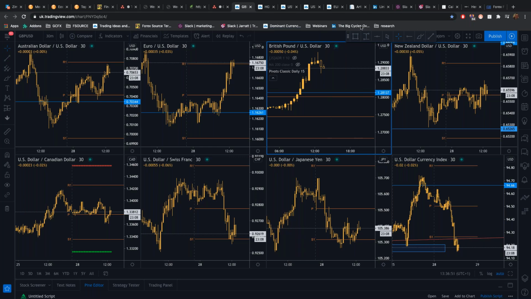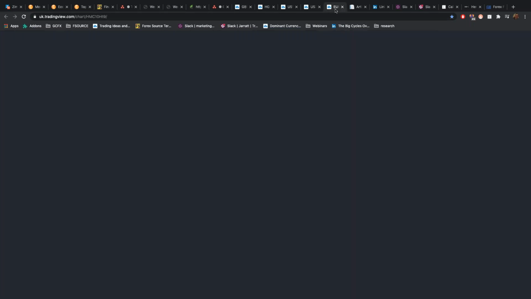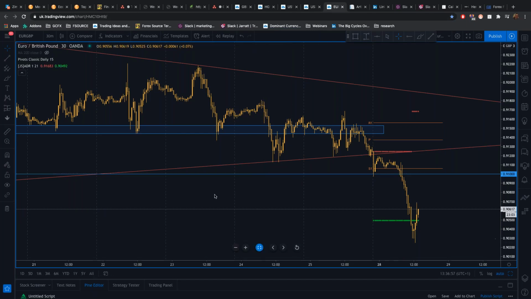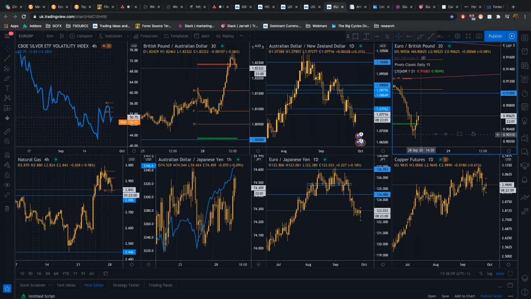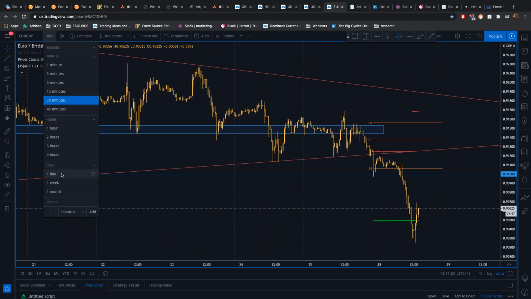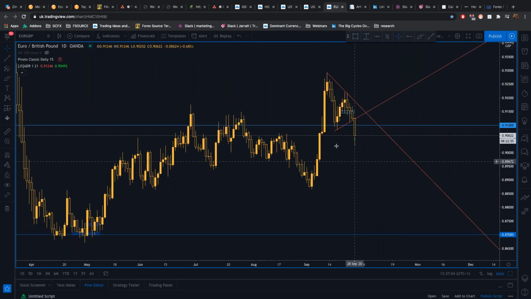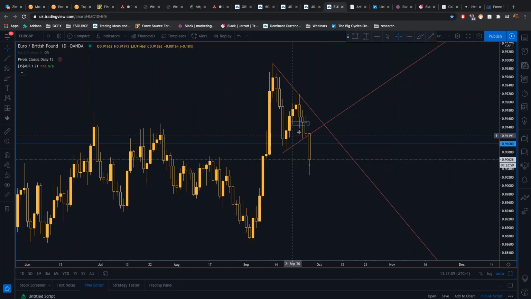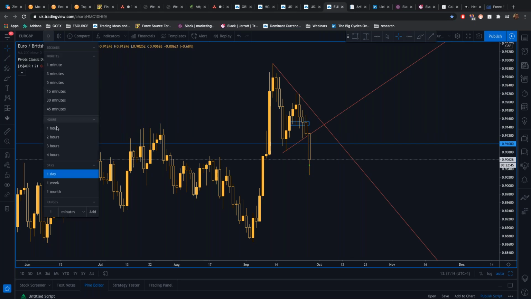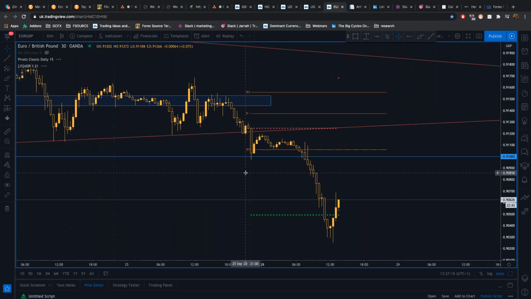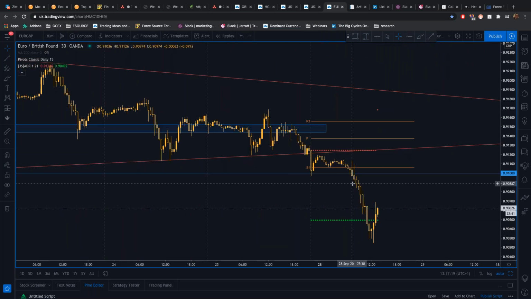Now, an interesting pair I want to show you is the euro pound. The euro pound has broken out of this symmetrical triangle pattern. You can see that strong break to the downside. At the moment, the pound strength is on this optimism about an EU-UK trade deal potentially being arranged, and as negotiations start tomorrow, so we're seeing pound strength.